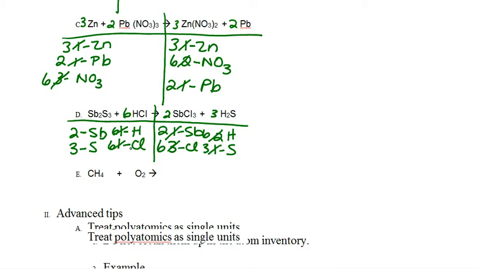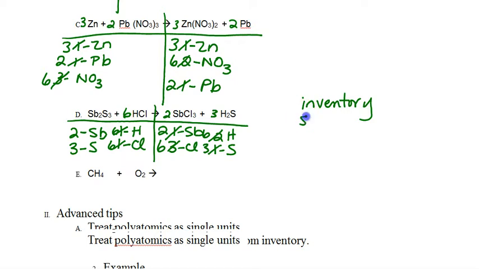So again, I'm going through my inventory. I'm checking to make sure I have equal amounts on each side. If I don't, then I just keep going through, going back and forth until it does balance. And then always make sure you have the simplest ratio.